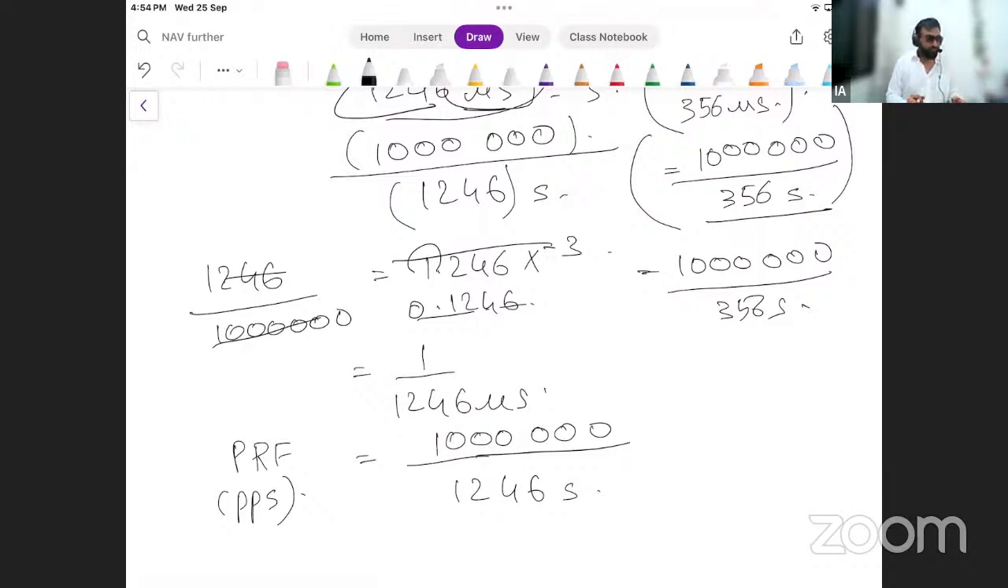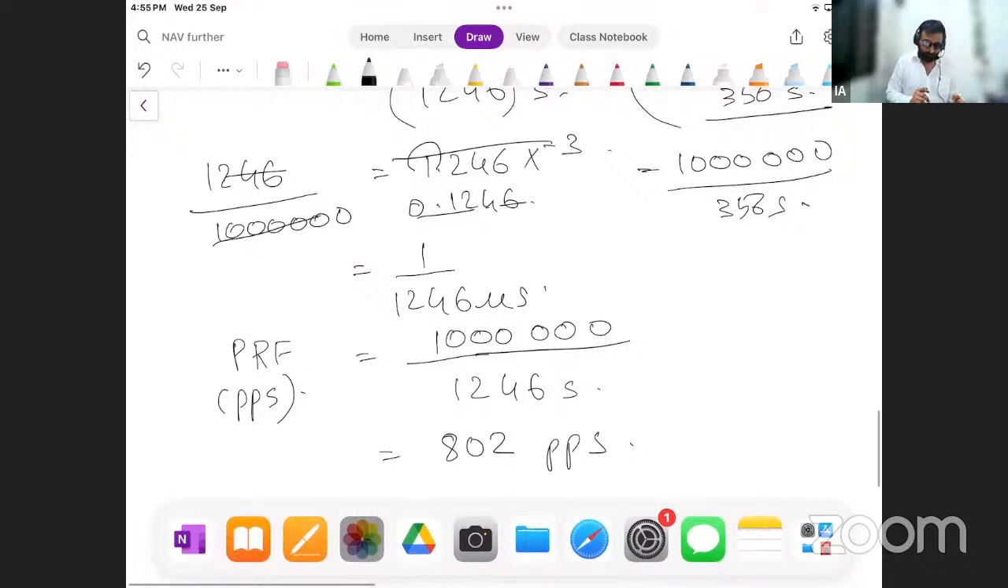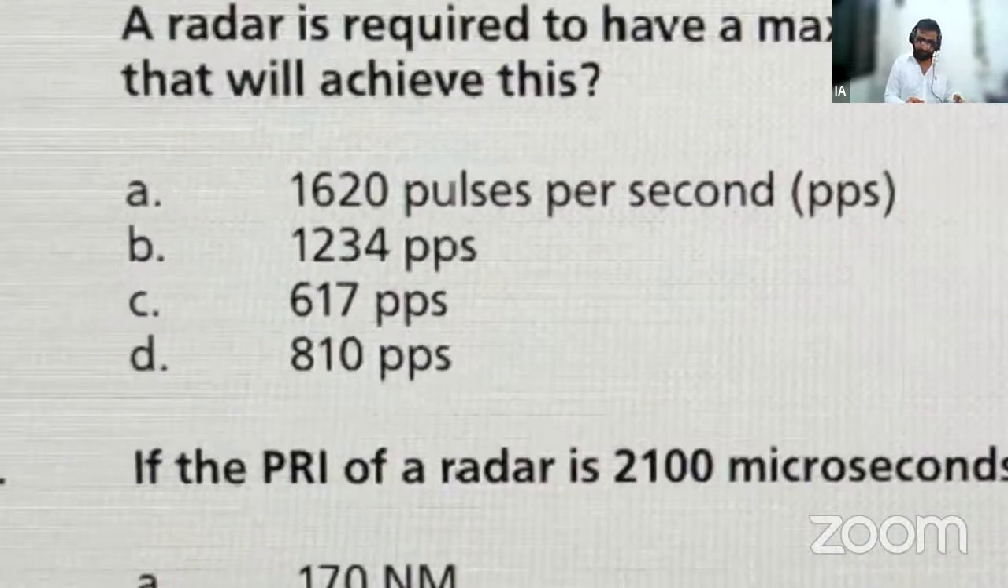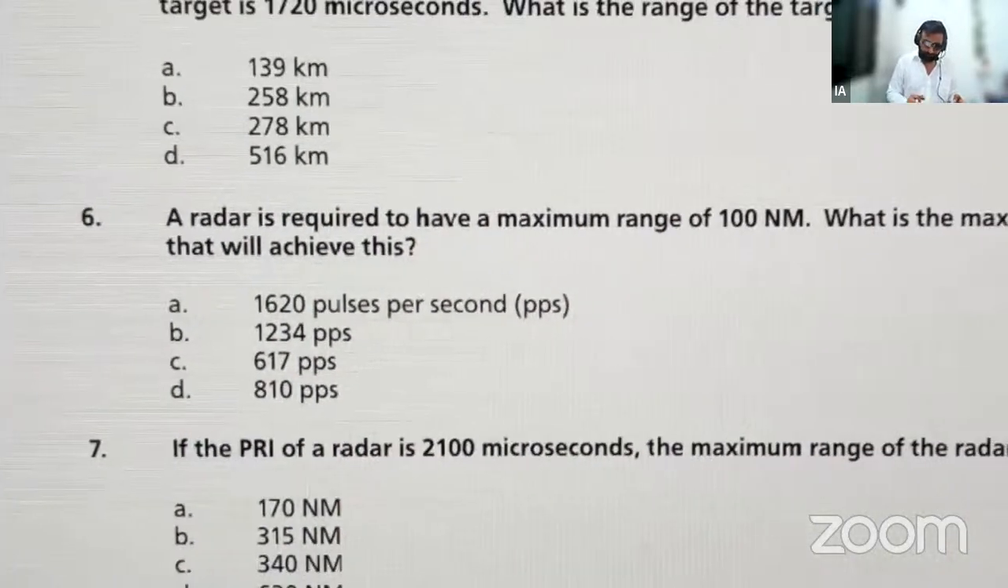So I simply put it in my scientific calci, divide by 1246 is equal to 802 pulses per second. Let's see if we have this option. We have a closest option, 810 pps. So answer is option D. Okay.